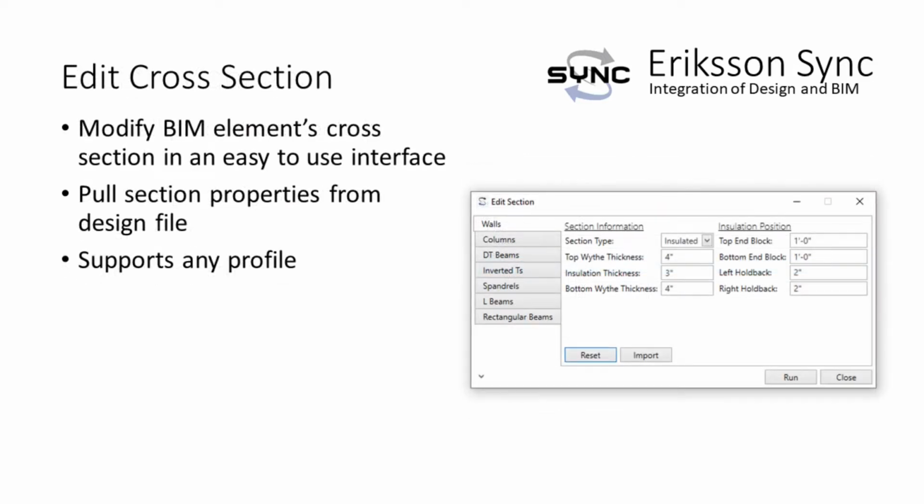The next two tools are modeling tools available exclusively in Eriksson Sync for Tekla Structures. The first is Edit Cross-Section. The purpose of Edit Cross-Section is a way to quickly edit the typical section of a selected element. The editing can be done by either manually typing in new properties or by selecting a design file on disk and using its properties. This tool can be used to convert one section type into another, such as converting a solid wall panel into insulated wall panels. This also works with any profile currently in your profile library.